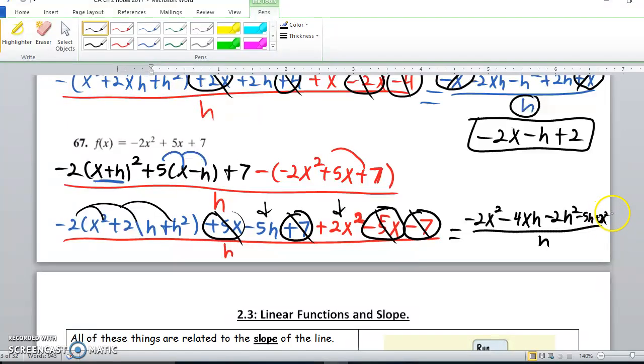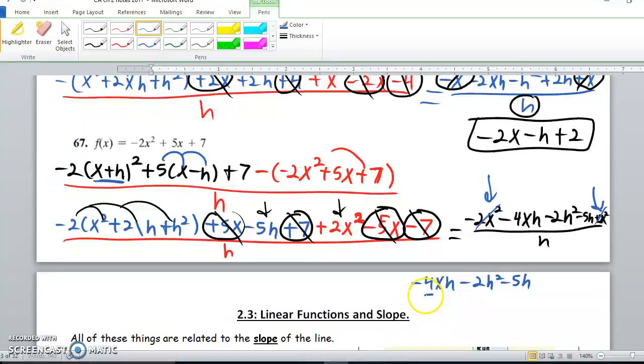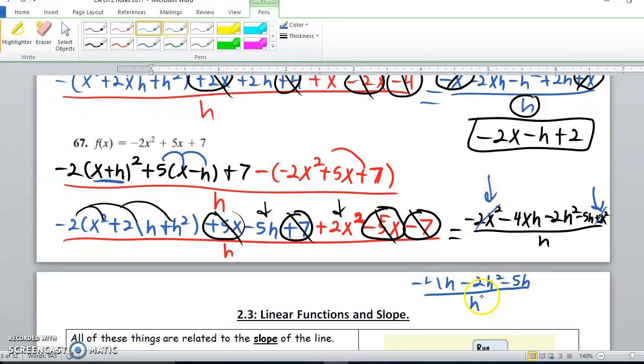And what's going to be nice here is that these two are actually going to cancel each other out because they're opposite: minus 2x squared plus 2x squared. I'm going to write down here what we're left with: a negative 4xh minus 2h squared, and then a minus 5h, all divided by h. And the last thing that we're going to see here is that everything is going to reduce by a factor of h.